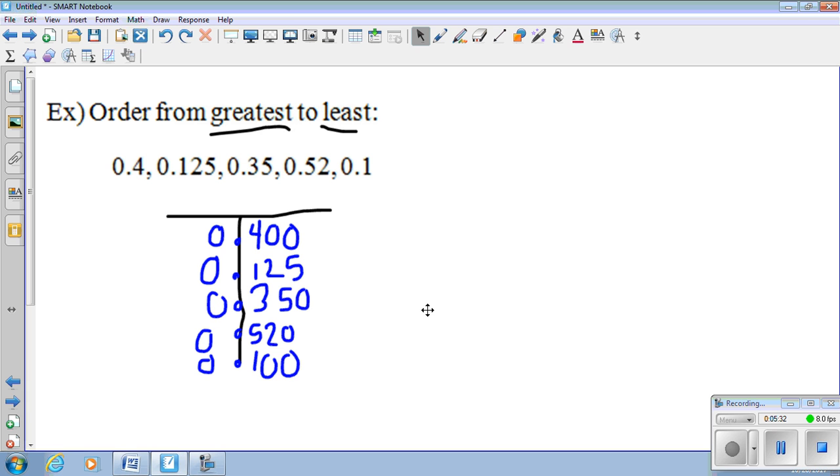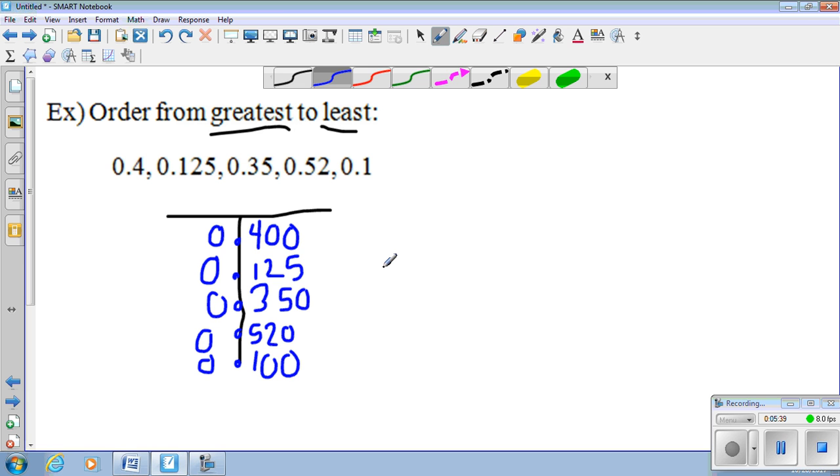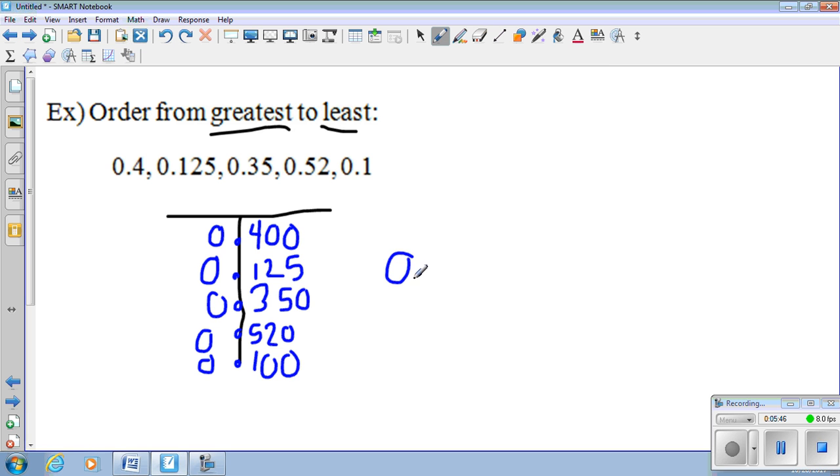Well, I'm going greatest to least, so my biggest number is 5. So what I should be able to do, and should know, is that 0 and 52 hundredths, or 520 thousandths, is my largest number. But I'm going to keep it in the same form as it was presented to me. So I have 0 and 52 hundredths. And now I have 4, 1, 3, 1. Well, 4 is going to come next. It's written here as 0 and 4 tenths. So 0 and 4 tenths. Okay. Moving right along, I have 1, 3, and 1. Okay. 3 would be my next biggest number. So I'm going to have 0 and 35 hundredths.